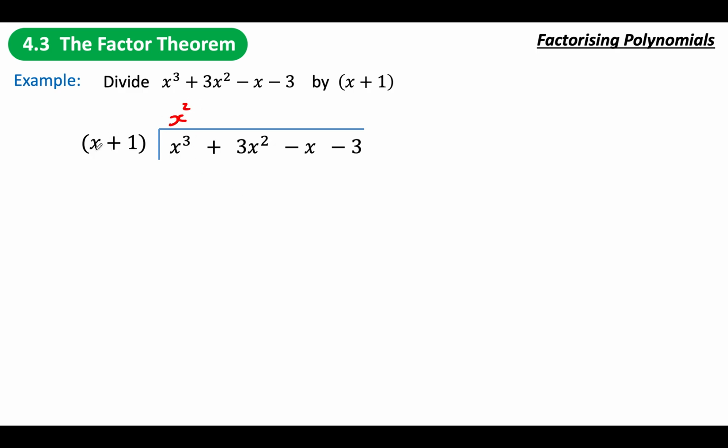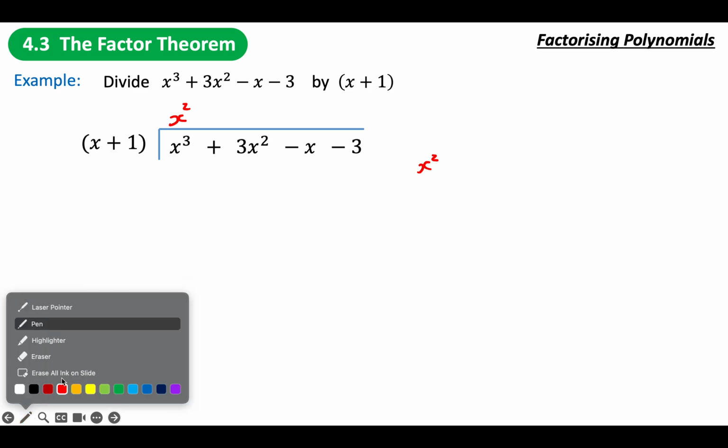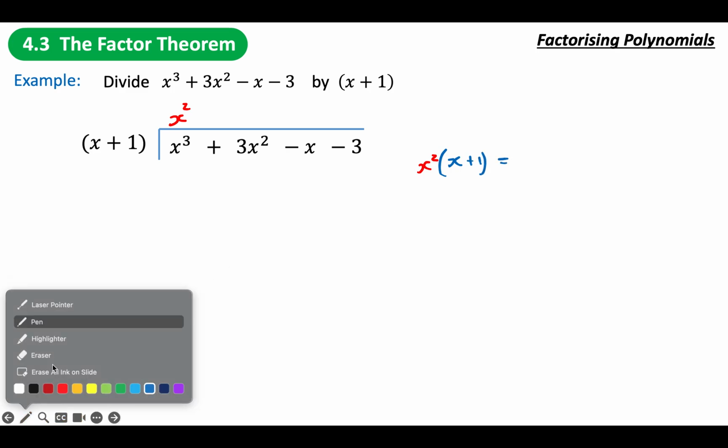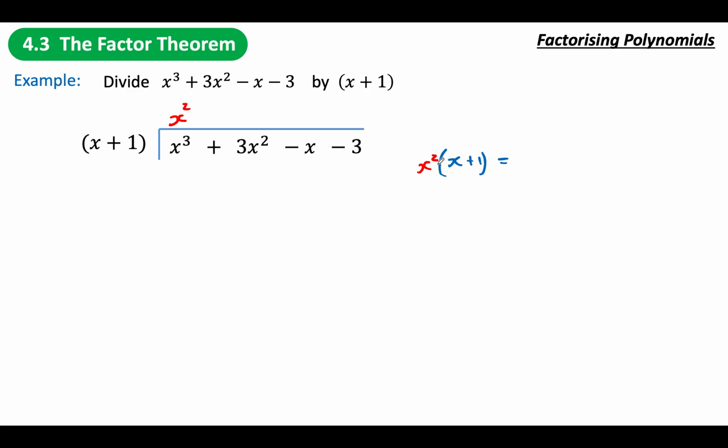I'm only dividing by the x. And I'm just going to put that x squared over here, on the side. I then am going to times it by the thing we're dividing by, this x plus 1. This is all going to repeat lots in a minute. Let's go back to the black one there. X squared, we just expand this bracket to get x cubed plus x squared. That's the thing I'm then going to put underneath here.